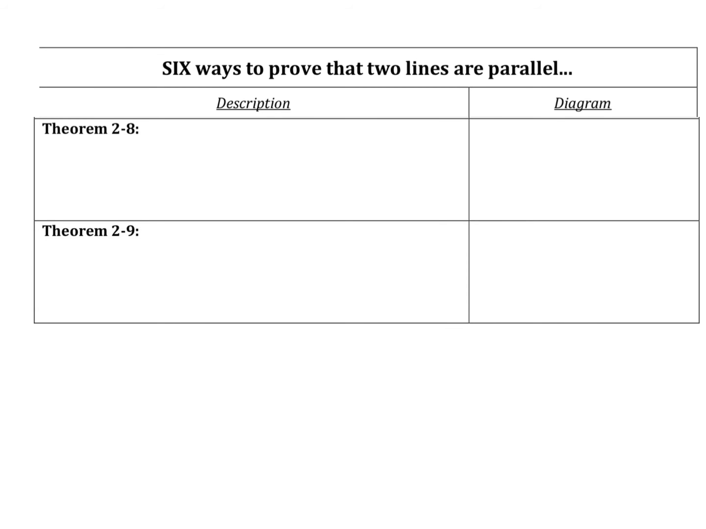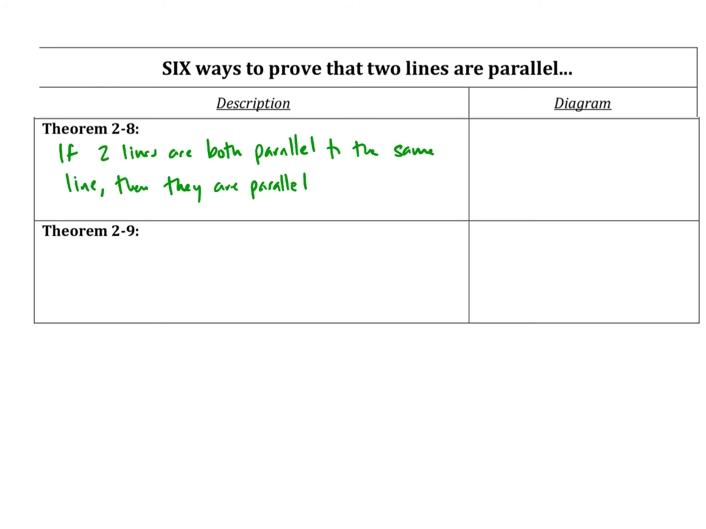Theorem 2-8 says if two lines are both parallel to the same line, then they are parallel to each other. So in a picture that would look something like this. Okay, let's say we have line A and we have line B, and line A is parallel to line B, so we're going to show that with those two arrowheads there.